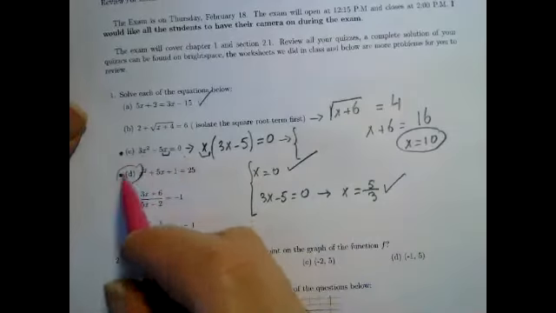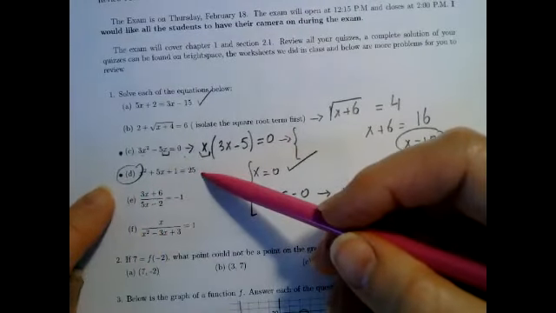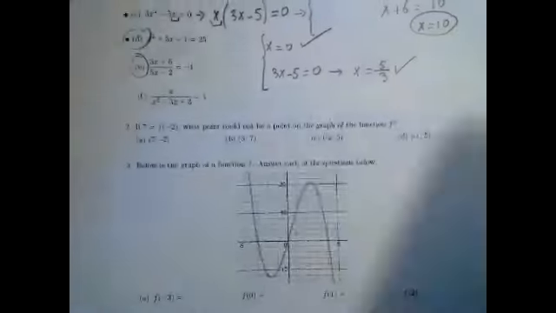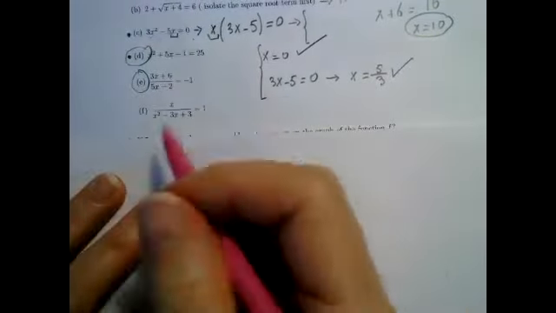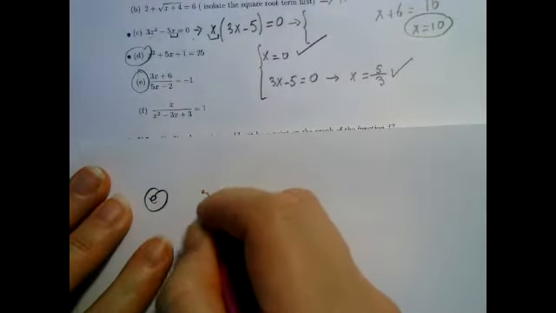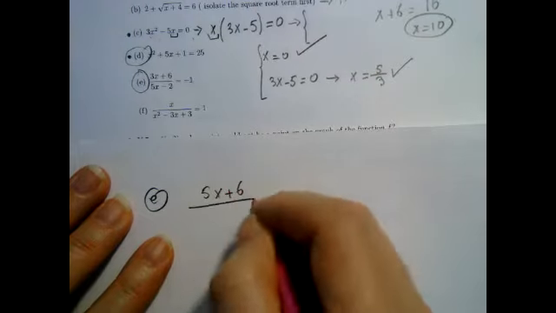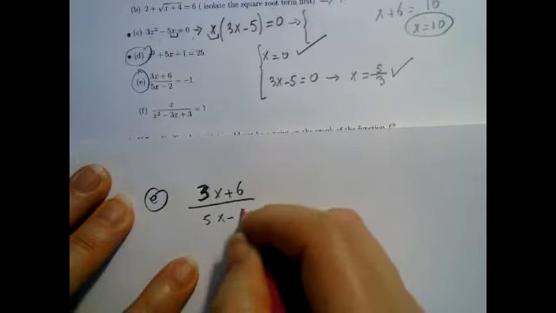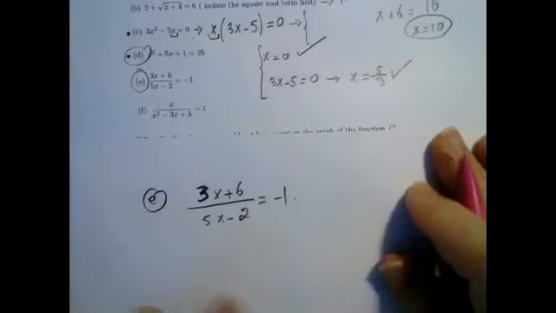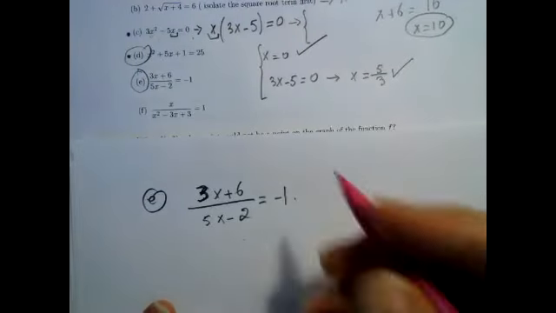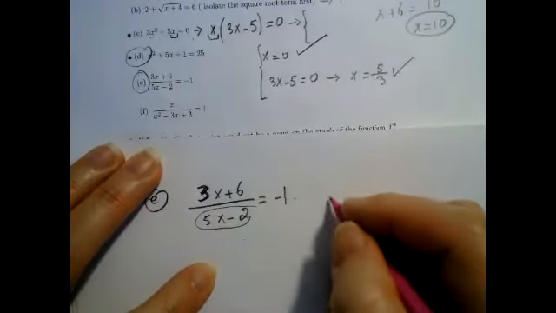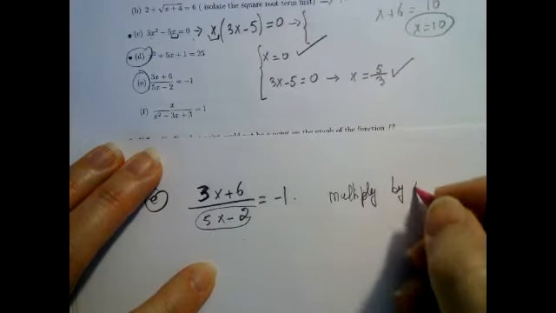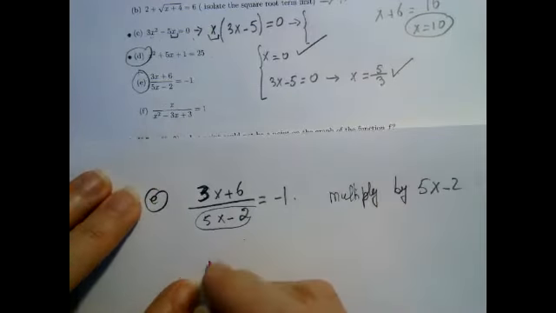Okay. D, I think I've done a lot of D's, so I will not do D again. E, let's remember how we solve E. I think I've done this also. Okay, how do we solve that? The only way to solve it, we have to multiply both sides by 5x minus 2.